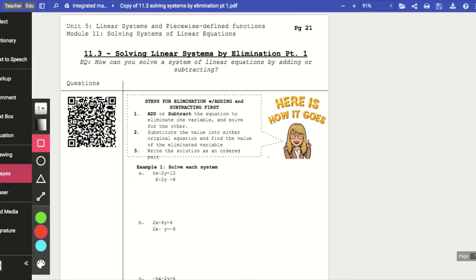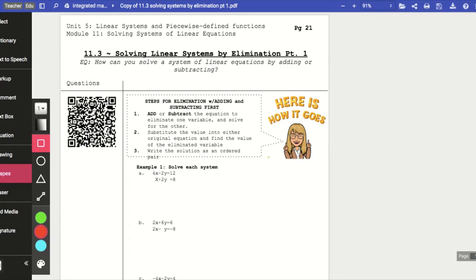So if you remember, substitution's like the sexy method. Elimination's the super sexy method. Like this is the ultimate best way to do math. It's my favorite. I hope you guys like it as much as I do. So let's go ahead and jump in.